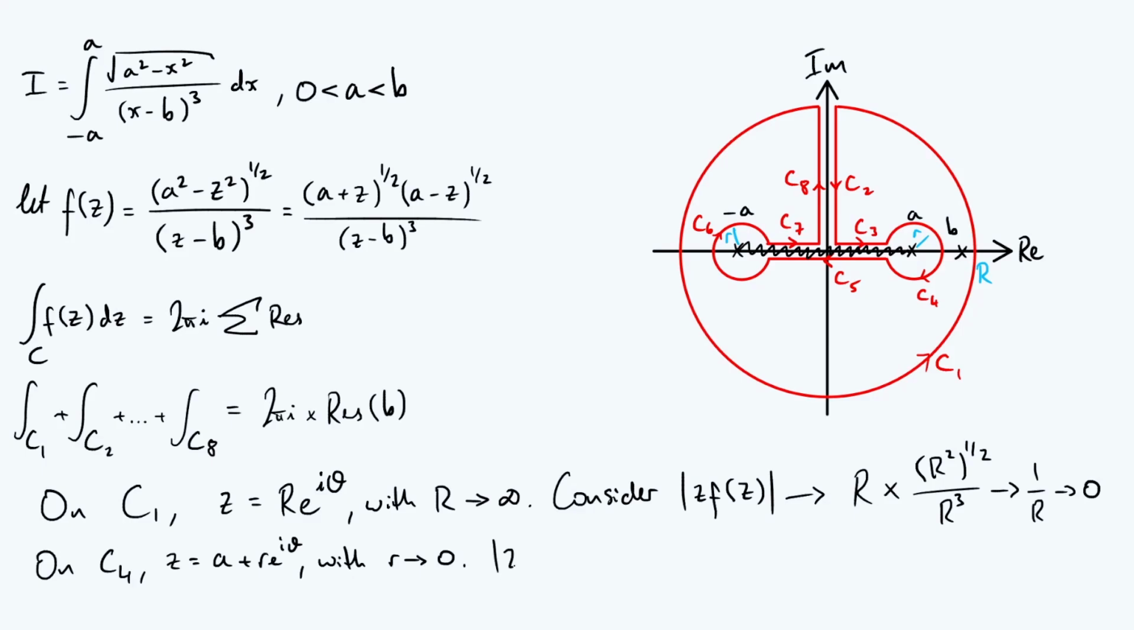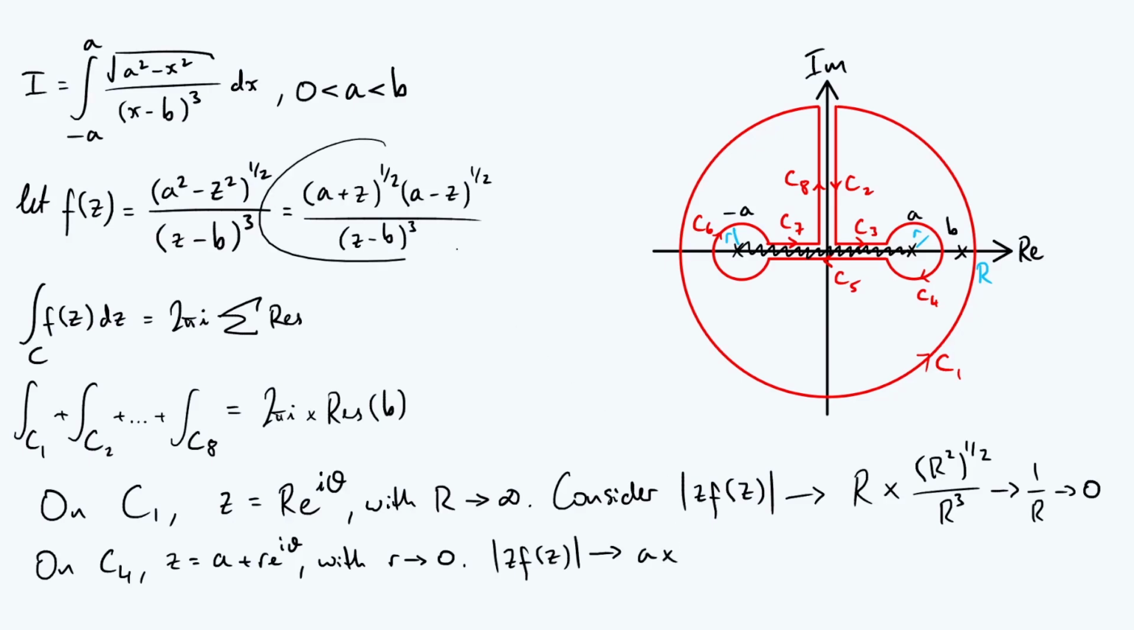Again, we want to consider the modulus of z f of z, because if we can show that this goes to 0, then we've shown that the line integral over C4 goes to 0. So let's see what happens. The modulus of z as r goes to 0 is just going to be a, because the r e to the i theta term goes to 0. So we start with a times something.